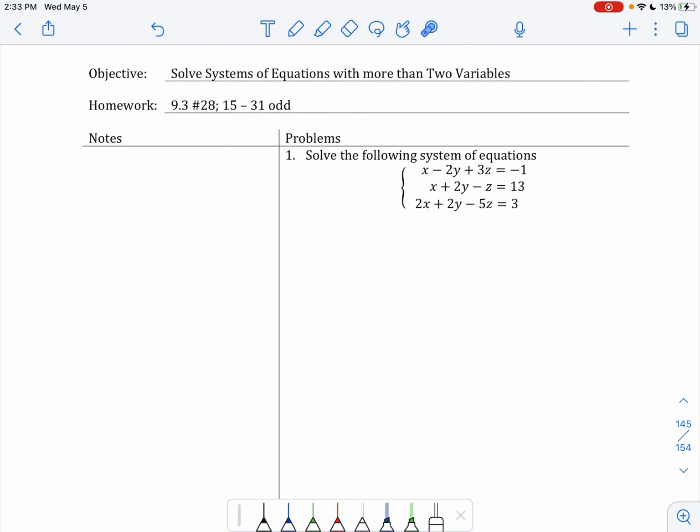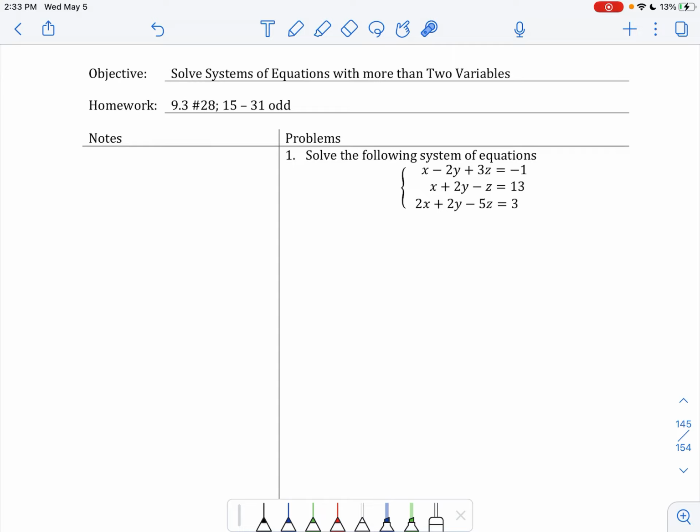Now, for those of you who are feeling a little bit more rusty, I'm going to still use elimination as my method for solving. So get yourself ready for notes, and we're going to talk about how to tell which ones to eliminate.